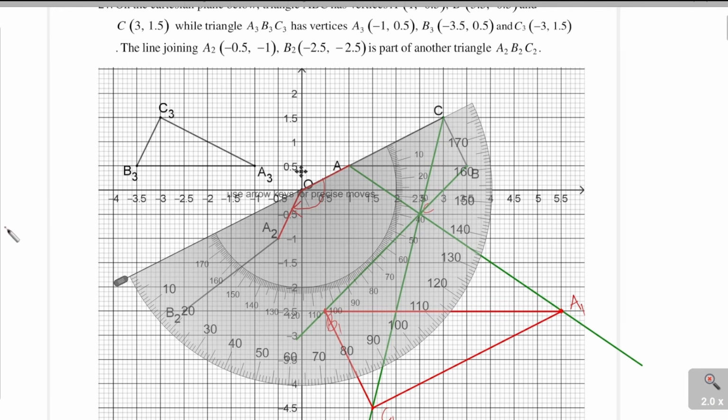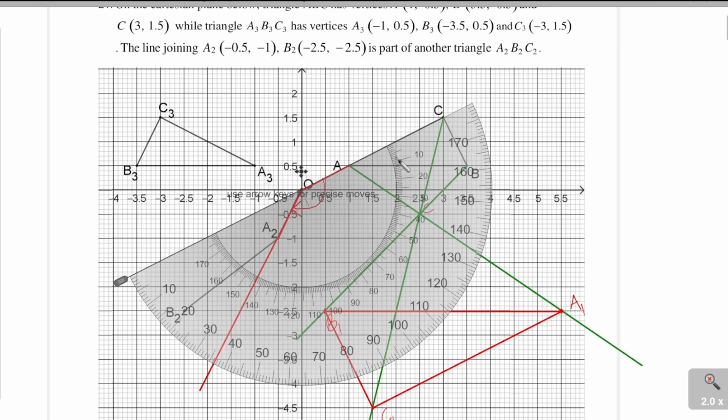So I can try to extend this line here so that I can get that angle clearly. So you can see I've extended that line so that I can read. And as you can see, that is 143. So you can read here. So 143, that is the angle.